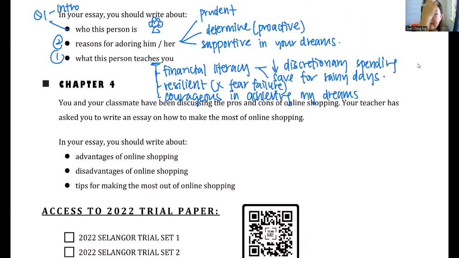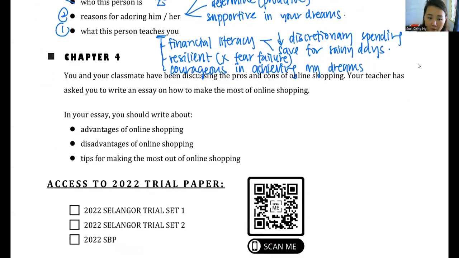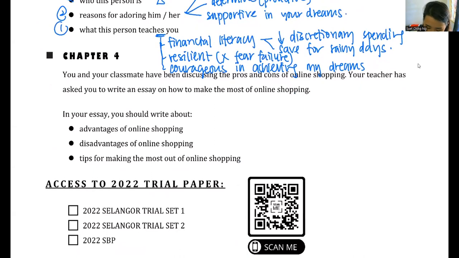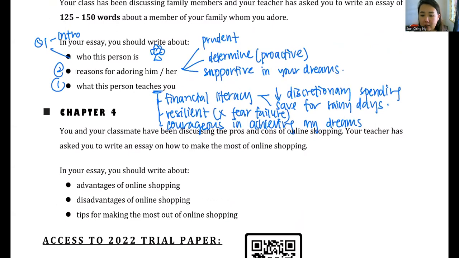Now, if I very easily talk about the next one, pros and cons of online shopping, how to make the most of it. Advantages of online shopping is what? Can anybody tell me? Can anybody tell me what are some advantages? Save time, what else? Save time, what else? A lot of variety, okay?